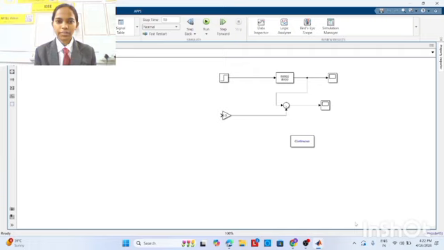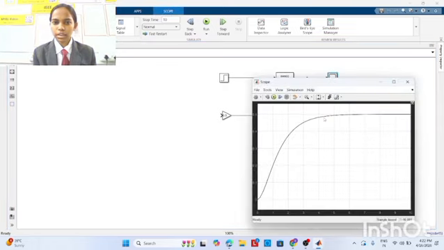I will now explain both scope outputs. The first scope shows the system response, and the second scope shows the error signal. Using this, we can understand the transient and steady state behavior of the system. First scope shows the output graph. This graph shows the system output response.